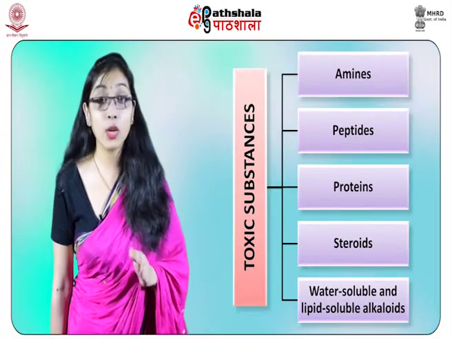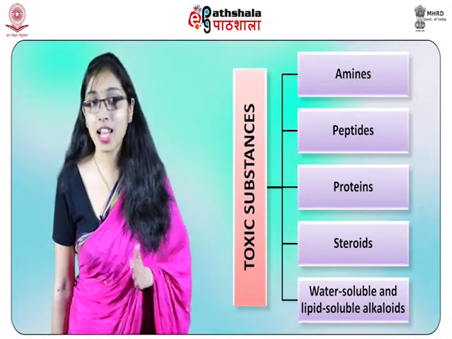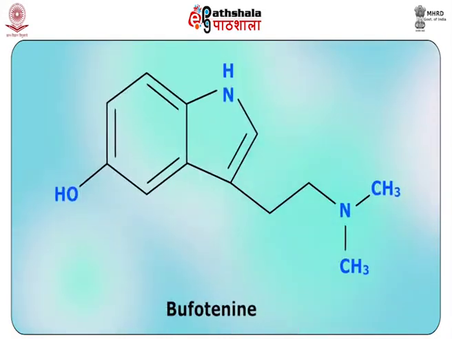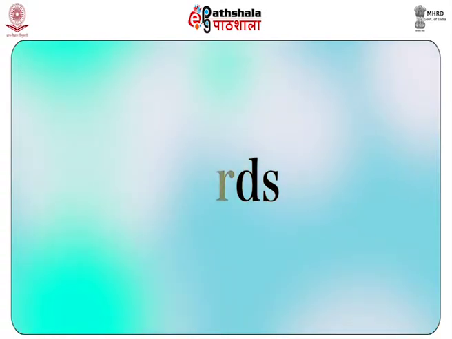Next, we will study the amphibians. Of the amphibians, the toads are of foremost interest to the toxicologist because a number of species produce noxious substances in their dermal glands. These compounds include amines, peptides, proteins, steroids, and both water-soluble and lipid-soluble alkaloids. With the exception of the last, these substances are produced by the toad itself, rather than bioaccumulated. The genus Bufo emanates the alkaloid bufotenin, that is N,N-dimethyl-5-hydroxytryptamine.